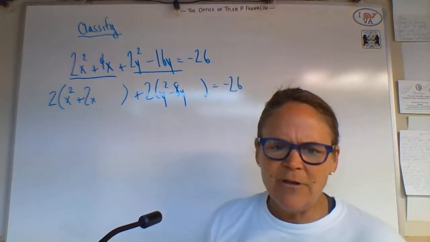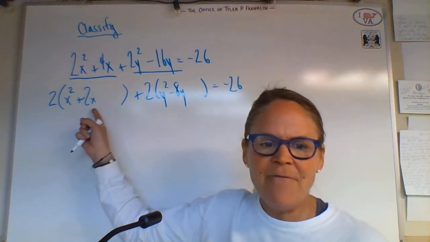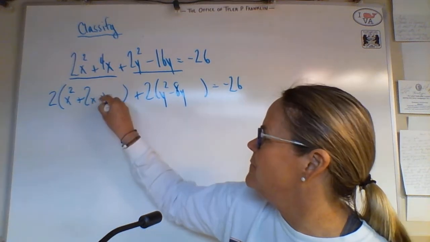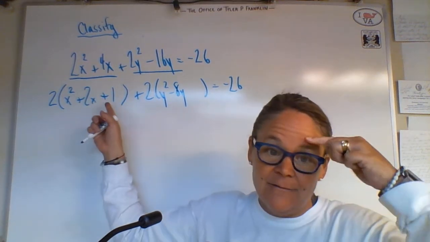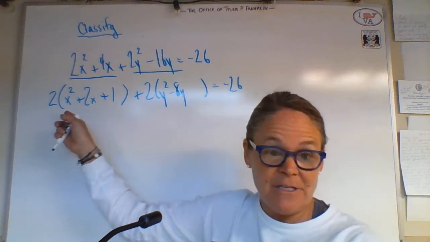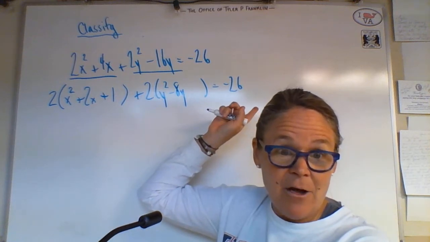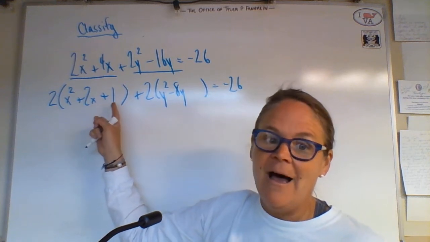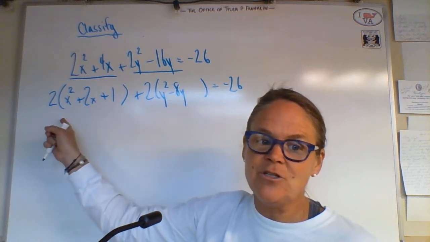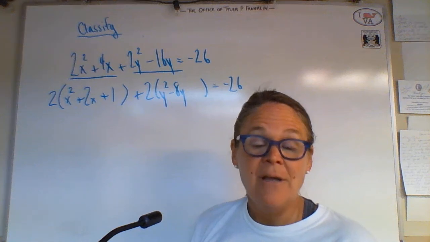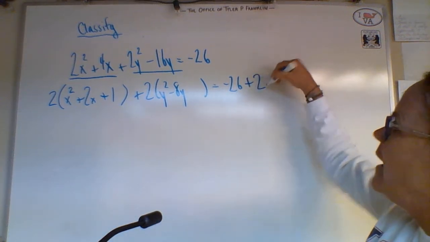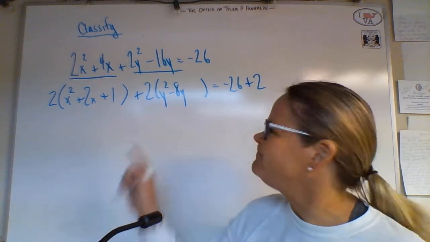So now complete the square. Half of 2 is 1. 1 squared is 1. But I changed the left side. So I got to do the same thing on the right side. I didn't really add 1. I added 1 times 2, which is 2. So I added 2 on the left, add 2 on the right.